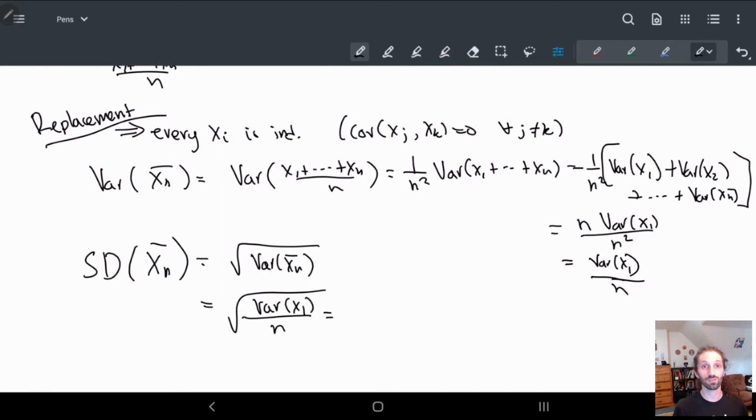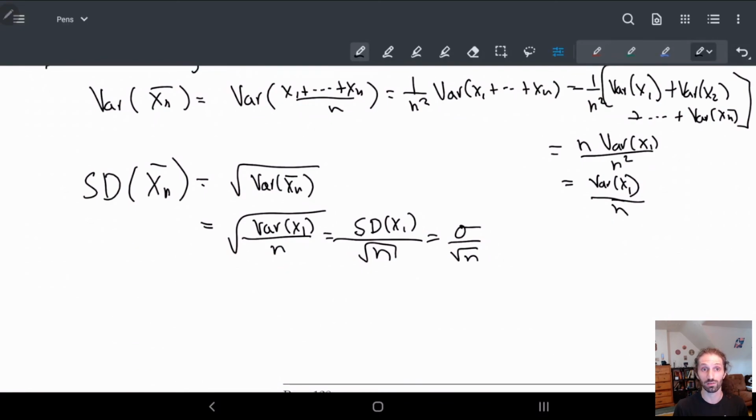So what's the square root of var of x1? This top part is just the standard deviation of x1, over the square root of n. The standard deviation of x1 is just sigma. So we get sigma over square root of n, which we've seen before. These are numbers that you should be remembering. These are the square root laws. Because they're independent, we're allowed to use this in this case.